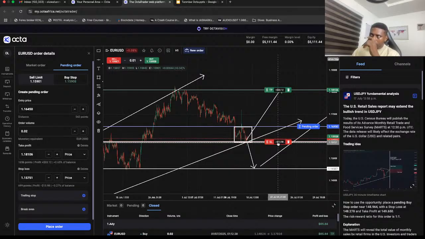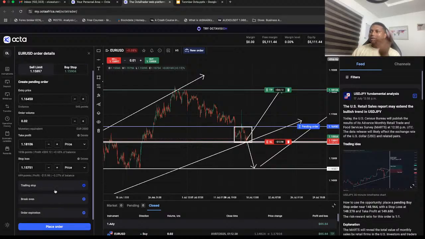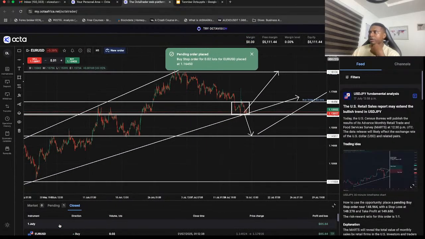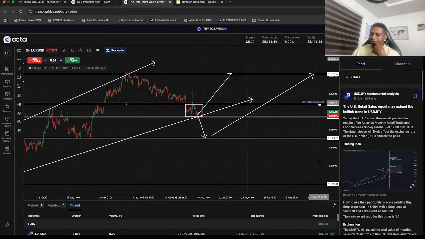This is the 1 hour time frame. If the market goes up and starts coming down and touches my stop loss, I'm out of the market. All right, I've set my take profit and my stop loss, so I'm just going to place my order. I go place. Now my order is set.